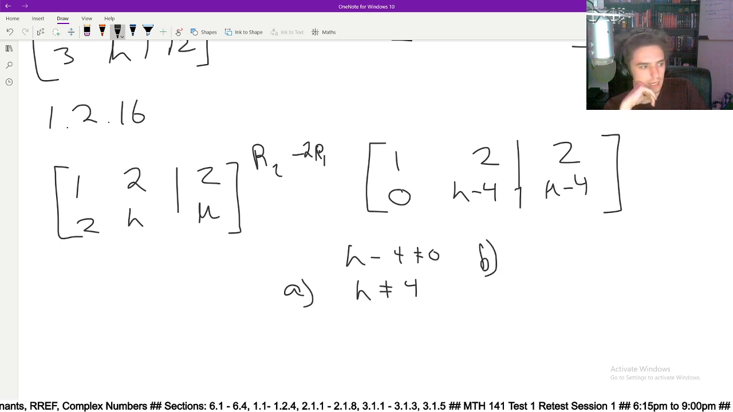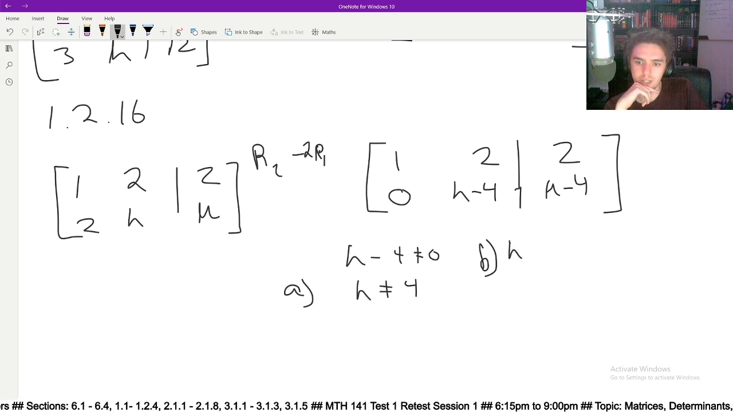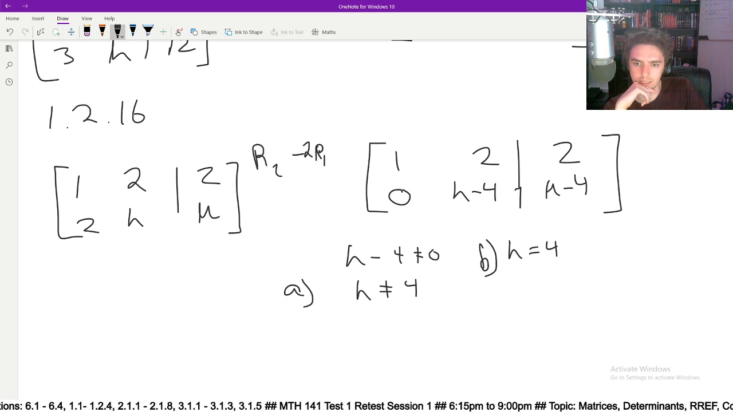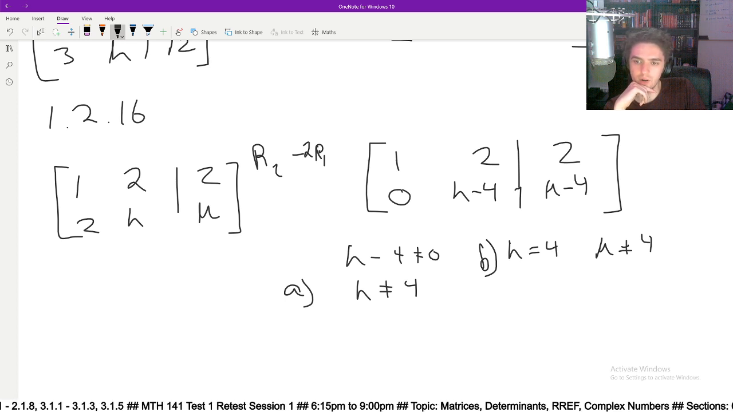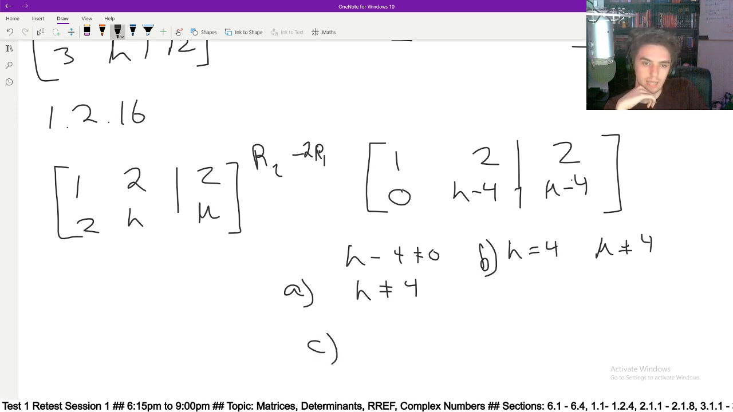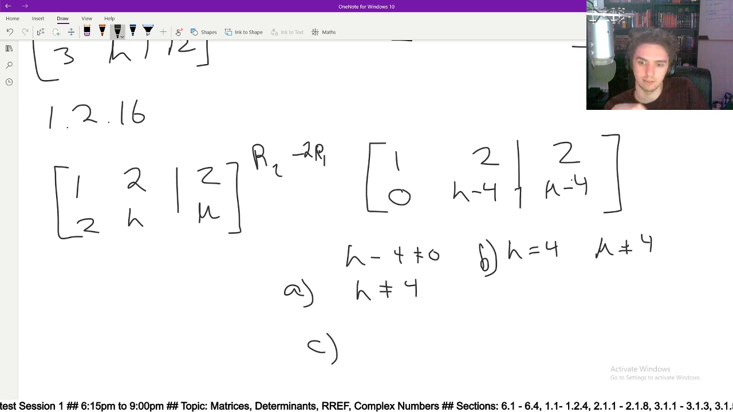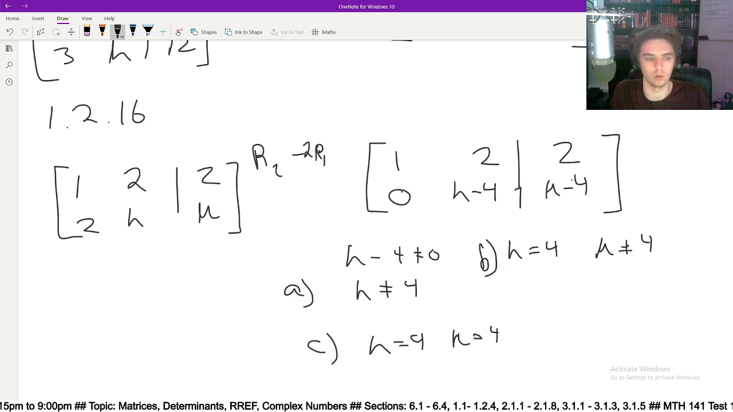B, no solution. It'd have no solution if h is equal to 4, so this is a 0 here, and k is not equal to 4. That means it's a 0 and not a 0. So that means it's 0 times the first variable, 0 times the second variable equals something. Doesn't make sense, so that's no solution. And C is infinitely many solutions. That's if h equals 4 and k equals 4. Then it has infinitely many solutions because you have a row of zeros on the bottom.